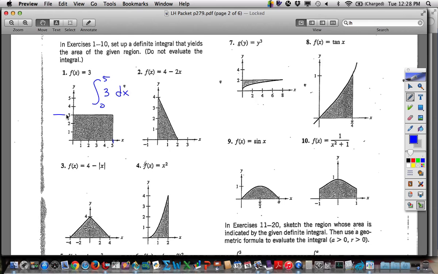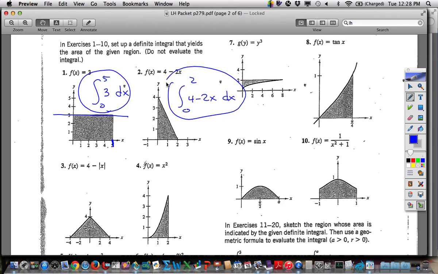Understanding that here's the function, we're doing the area under that from 0 to 5. That's it. Now, don't forget the dx. Okay? This one over here, integral of 4 minus 2x dx from 0 to 2. That's it. That's all there is to it. Okay? And so forth and so on.